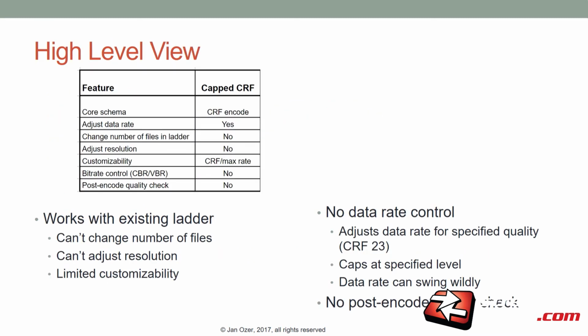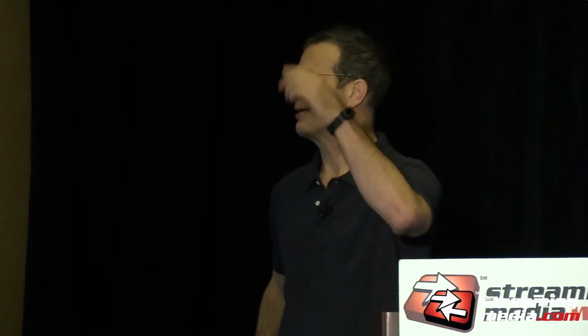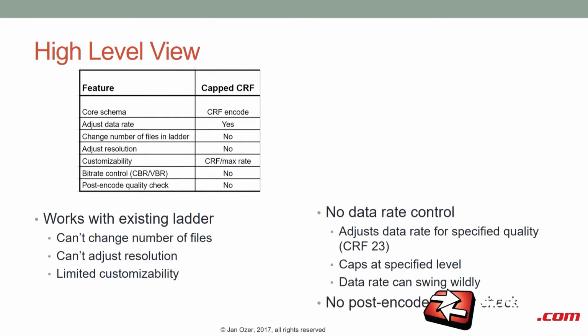So how does CAP-CRF fit into our evaluation schema? It's a CRF encode, pretty well established in the encoding world. Everybody knows what that does. It does adjust the data rate. It does not change the number of files in the encoding ladder, so if you start with 7, you're going to end up with 7. It doesn't adjust resolution. It doesn't have a lot of customizability. And the biggest issue I have with CAP-CRF, and you'll see why in a second, is that it doesn't allow you to control the bit rate. So you can have extreme amounts of variability in the file. That can translate to deliverability issues that translate to lower quality of experience.